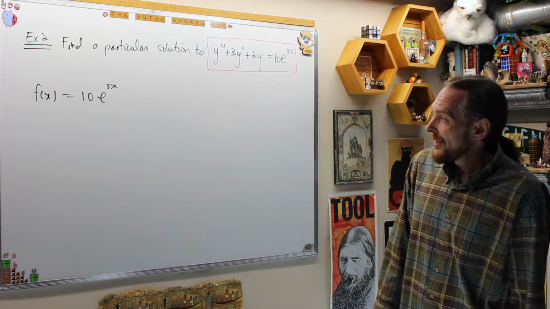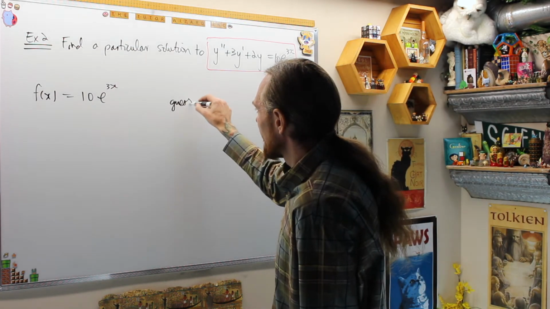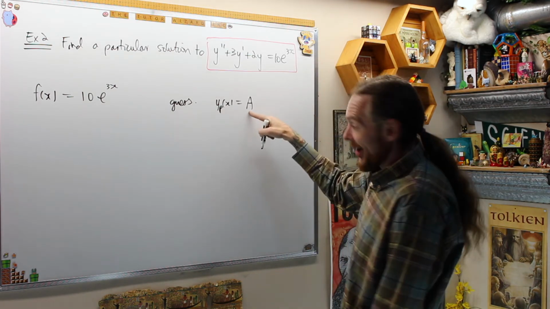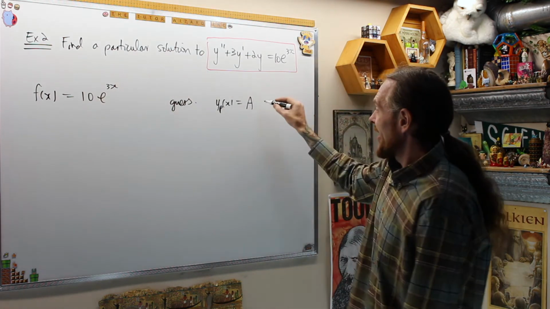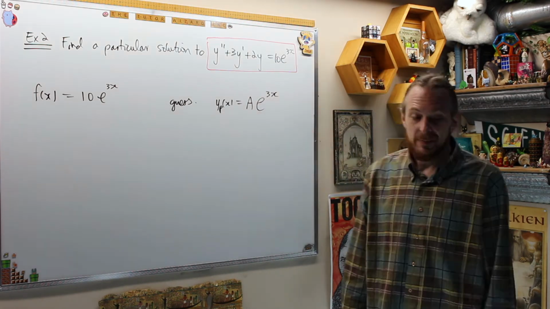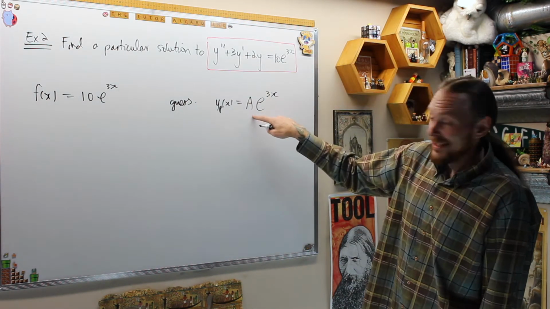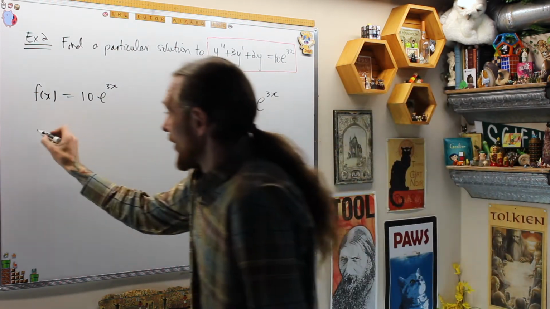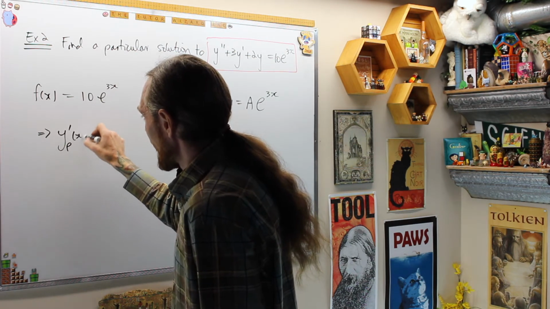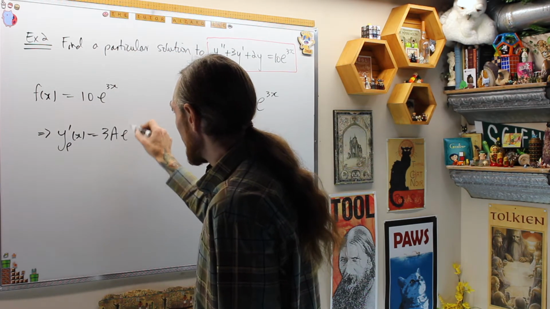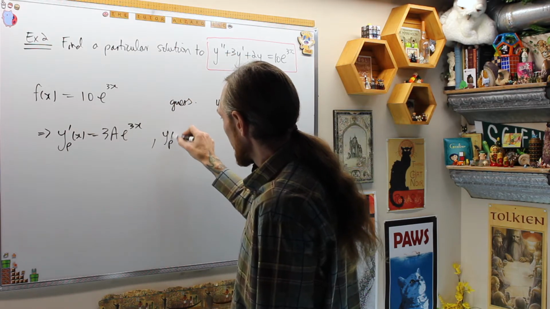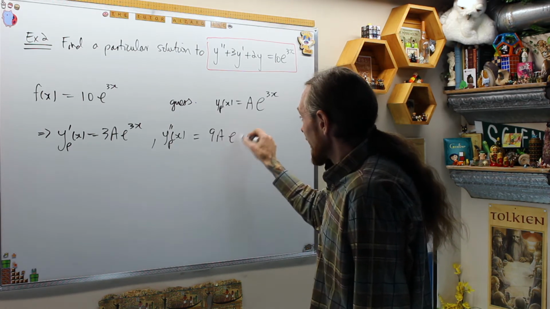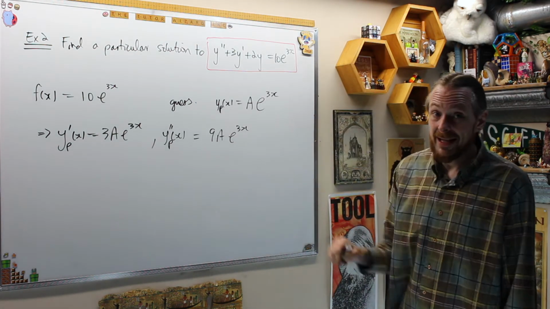Therefore, what I'm going to do is guess that my particular solution is some undetermined coefficient a times e to the 3x, because when I take the derivative of this, I'm just going to get a 3, but it will preserve the form of the exponential function. Therefore, the first derivative, y particular prime, is equal to 3a e to the 3x, and y particular double prime is equal to 9a e to the 3x. Now what I'm going to do is plug that into the equation.